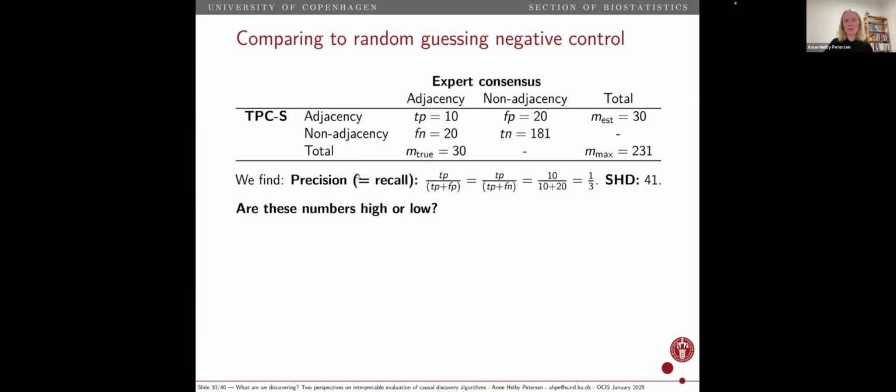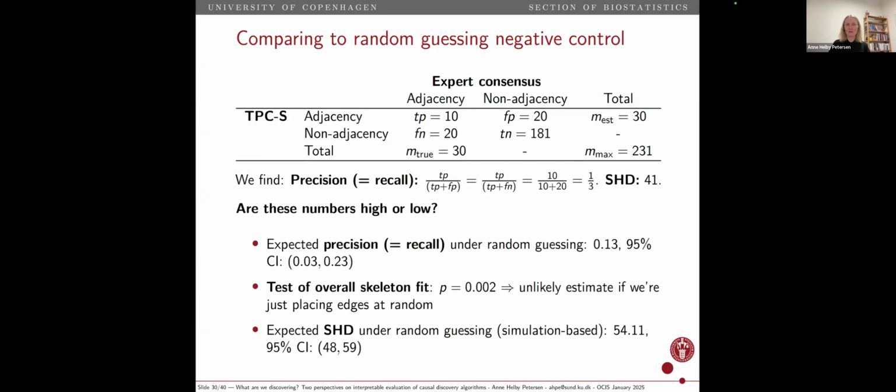Well, the observed precision and recall we find here, and those are equal due to the symmetry in the true number of edges and the estimated number of edges, is 1/3. That's not a very big number, usually, I would think, for precision, but let's see. We can also compute the structural Hamming distance. That's quite easy, because we only have one edge orientation that differs, and then we have 20 that are there but shouldn't be. And 20 the other way around. So that's 41 operations.